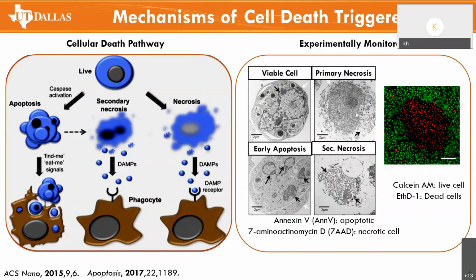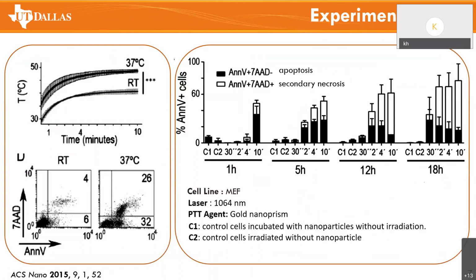I'm going to show you what other information about the PTT effect we can obtain by this type of staining. Here is one example. I don't want to go into detail of this paper, I just brought one part of it that was very interesting, showing how temperature has an effect on PTT efficiency. Here they treated cells with gold nanoparticles for a certain time, and then irradiated them with a laser for 10 minutes and monitored the temperature.